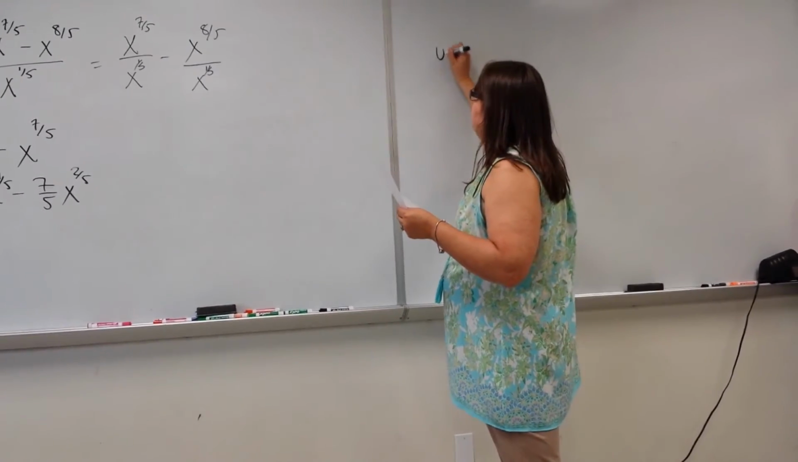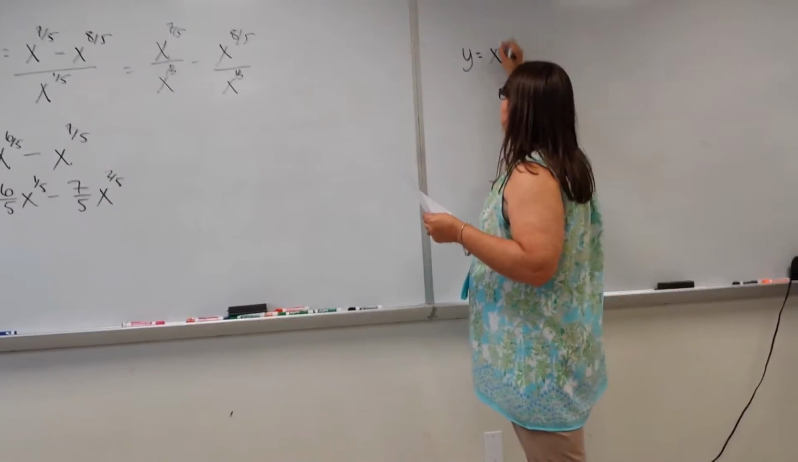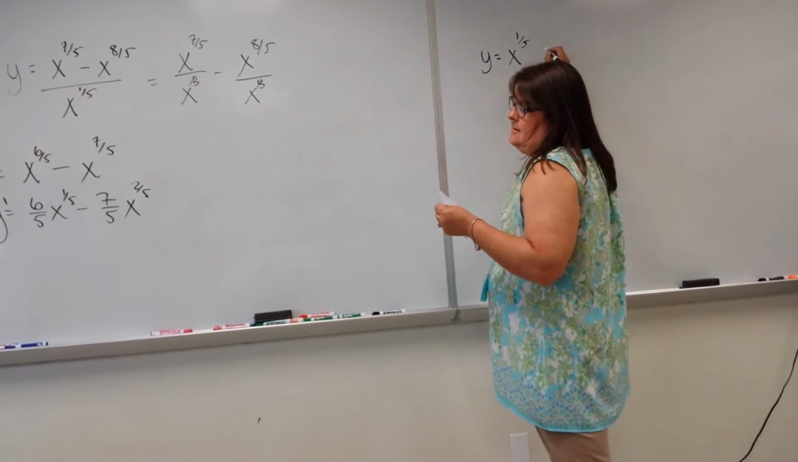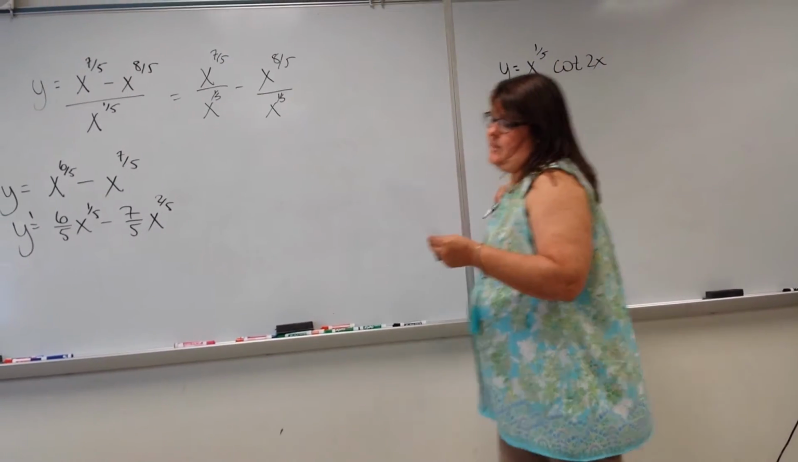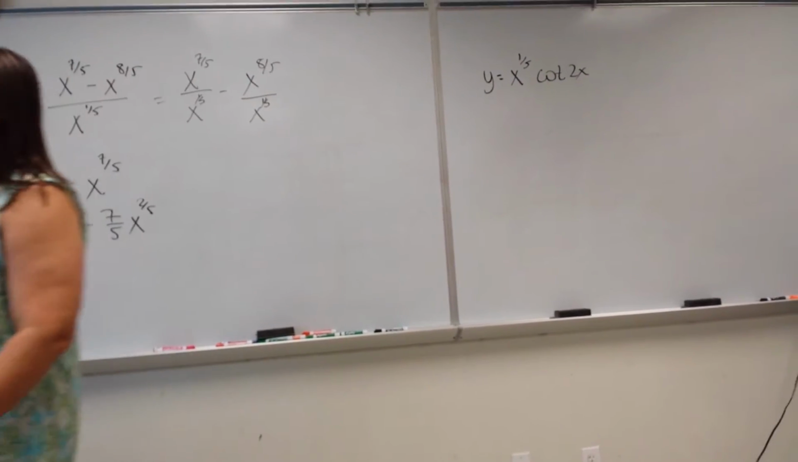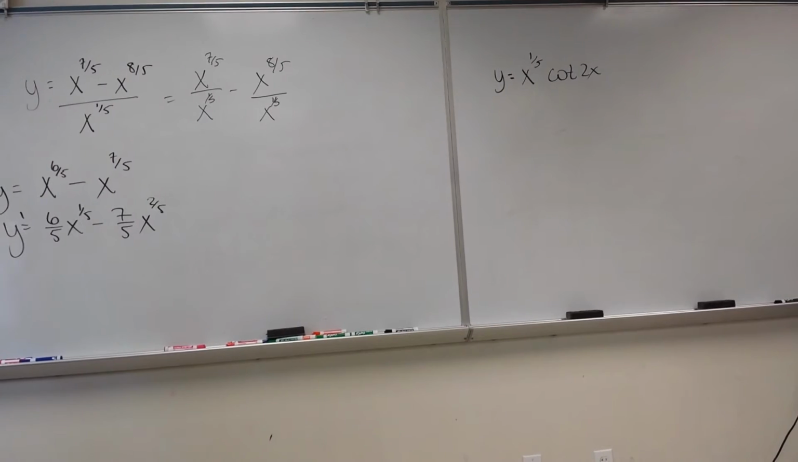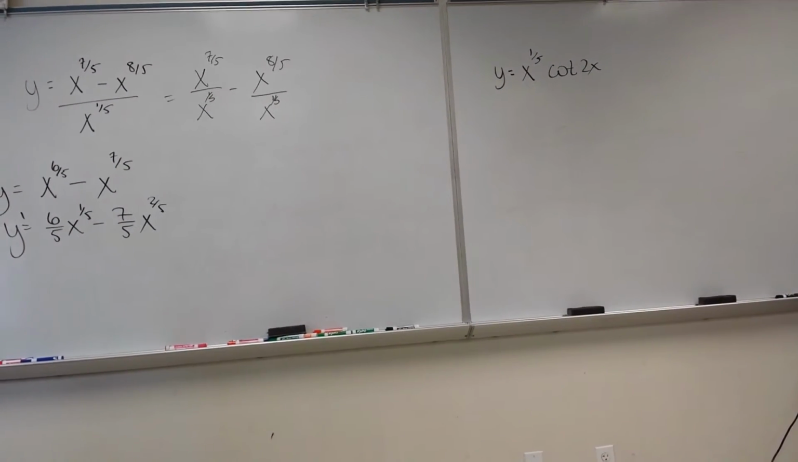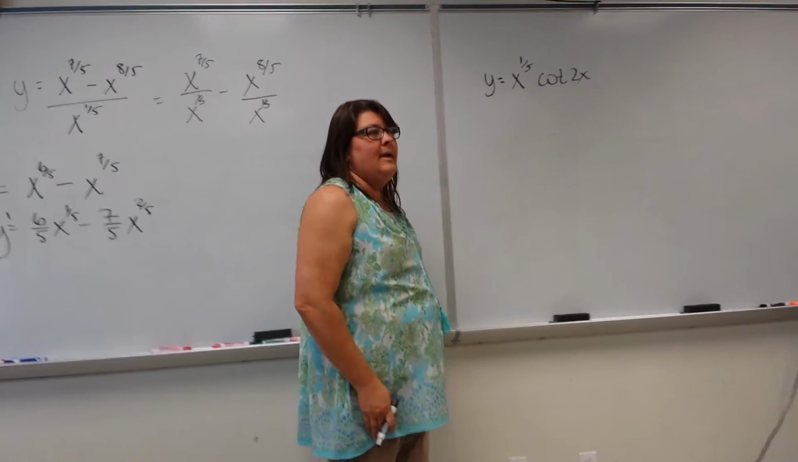I lied, I'm sorry. So y equals, instead of the fifth root of x, I'm gonna put x to the 1/5, times cotan of 2x. I just wrote it like that instead of with a root sign. The first one in the second quadrant. Instead of the fifth root, she's gonna do x to the 1/5. Okay, so what do I have to use?